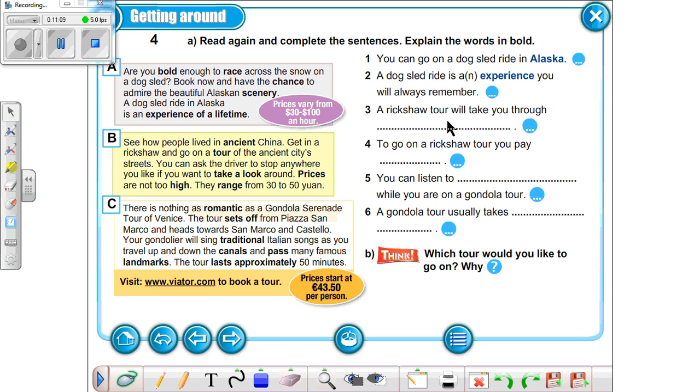A rickshaw tour will take you through China's ancient city streets. Number 4, to go on a rickshaw tour, you pay from 30 to 50 yuan. Number 5, you can listen to traditional Italian songs while you are on a gondola tour. Number 6, a gondola tour usually takes about 50 minutes.